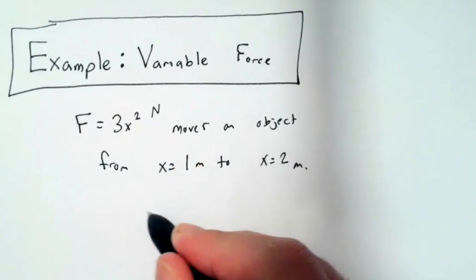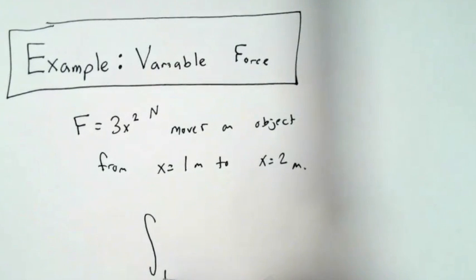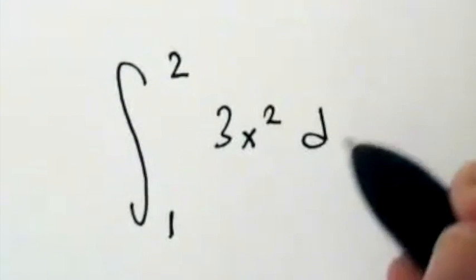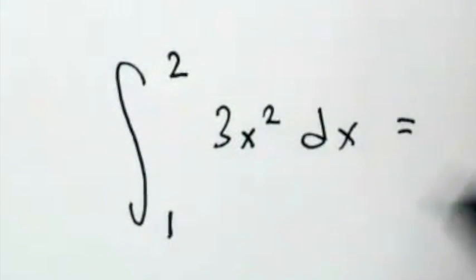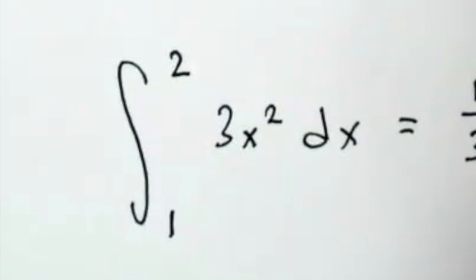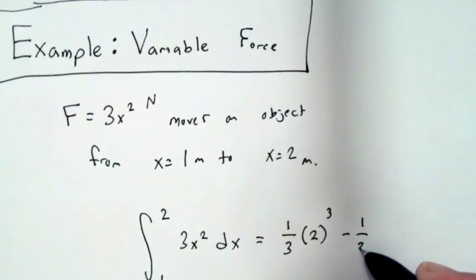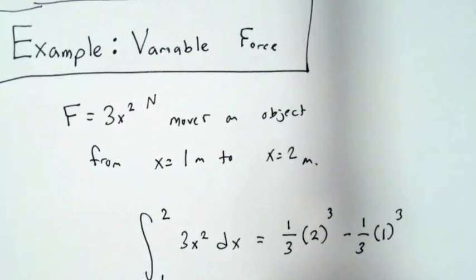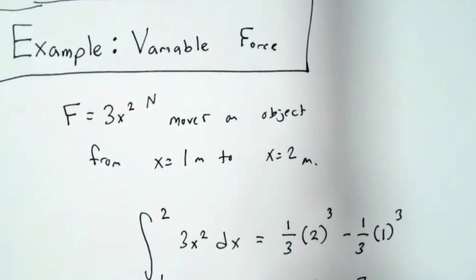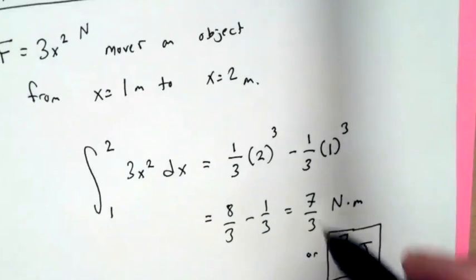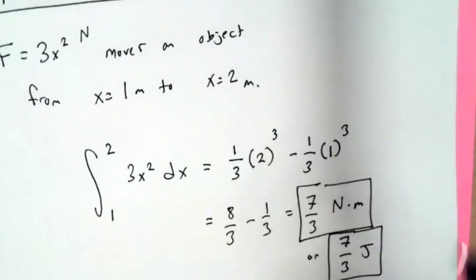So in this instance, I would approach this as the definite integral from 1 to 2 of 3x squared dx. We know that the antiderivative of 3x squared will be 1/3 x cubed. So I plug that in and subtract. I get 1/3 times 2 cubed minus 1/3 times 1 cubed, 8/3 minus 1/3, or 7/3. The units here will be newtons times meters, also known as joules. So 7/3 newton meters or 7/3 joules would be equal to the work done.